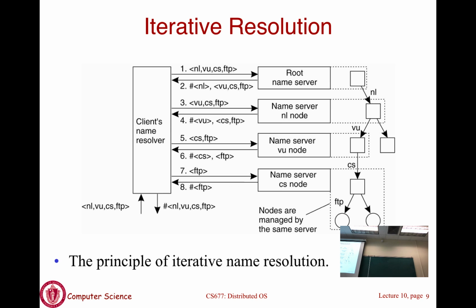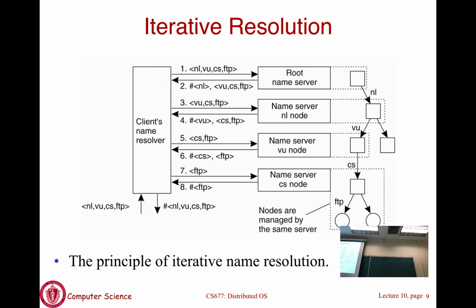You go to the university name server and say, is there an organization or subdomain called CS, which is the computer science department there. So, what is the DNS server for that? And then you go get that. And then once you get to the CS domain name server, you say, do you have a machine called FTP? Okay, if so, what is its IP address?